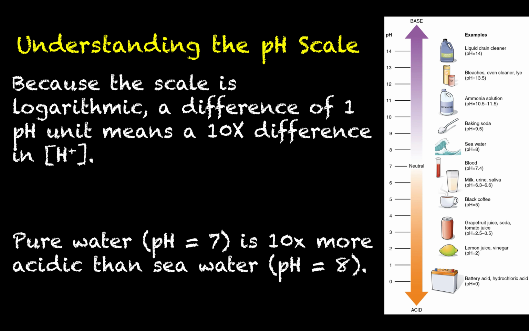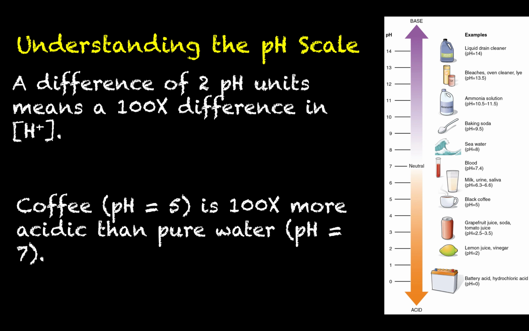Similarly, a difference of 2 pH units will mean a 100-fold difference in hydrogen ion concentration. So this time, if we are comparing coffee, which has a pH of 5, to pure water, which again has a pH of 7, we could say that coffee is 100 times more acidic than pure water. So that is the nature of this logarithmic scale. The more pH units separating two different solutions, the bigger the magnitude is in terms of differences in hydrogen ion concentration.